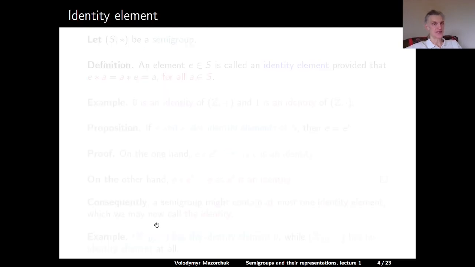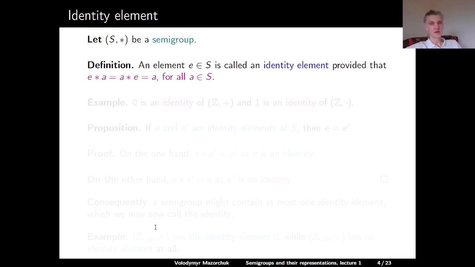Now let us talk about identity elements. So let S be a semigroup with an operation asterisk. Definition: an element E in S is called an identity element, provided that E times A is equal to A times E and is equal to A for all elements A in S. For example, 0 is an identity element in the semigroup of all integers with respect to addition, and 1 is an identity element in the semigroup of all integers with respect to multiplication.